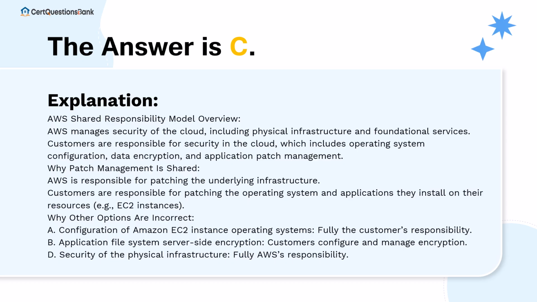Why other options are incorrect? A. Configuration of Amazon EC2 instance operating systems, fully the customer's responsibility. B. Application file system server-side encryption, customers configure and manage encryption. D. Security of the physical infrastructure, fully AWS's responsibility.